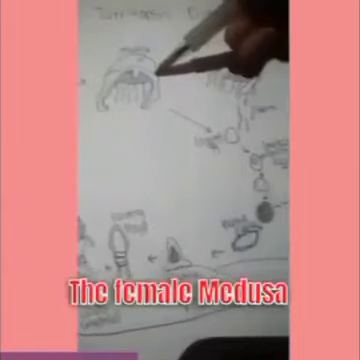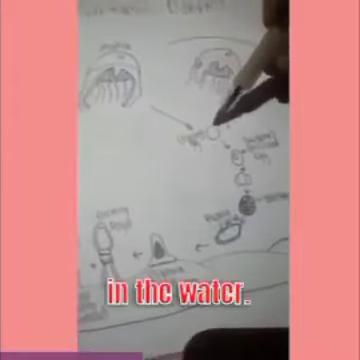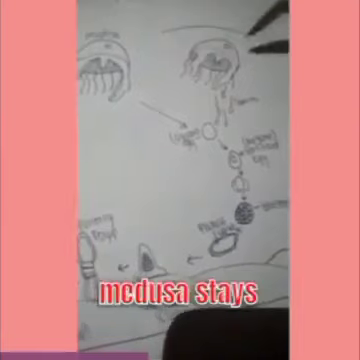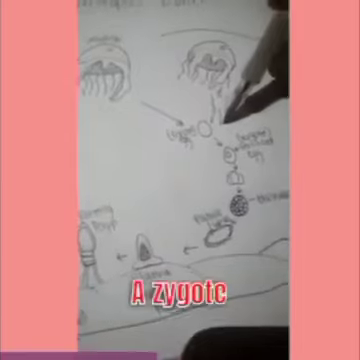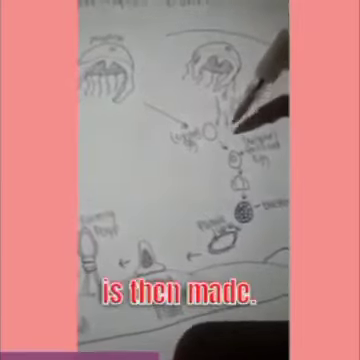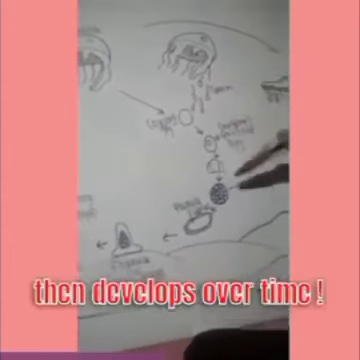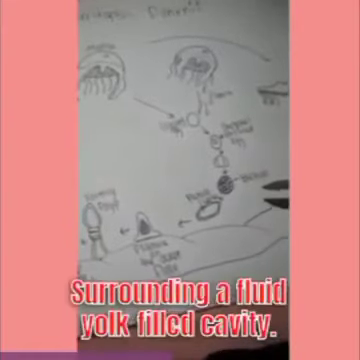The female Medusa lays the ovum egg in the water, with the water being the structure. The male Medusa stays firm as the Medusa releases the sperm. A zygote is then made, meaning that the egg is fertilized, then develops over time, forming into a blastula, a spherical layer of cells surrounding a fluid yolk-filled cavity.